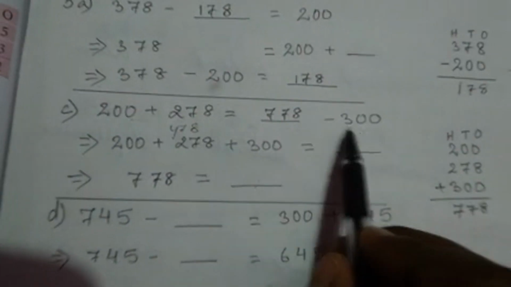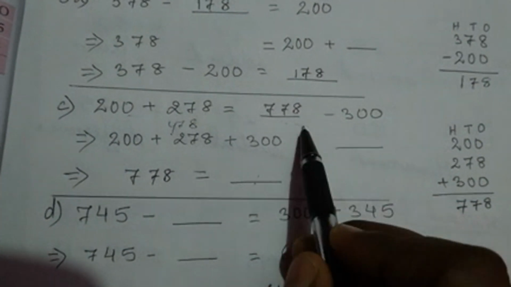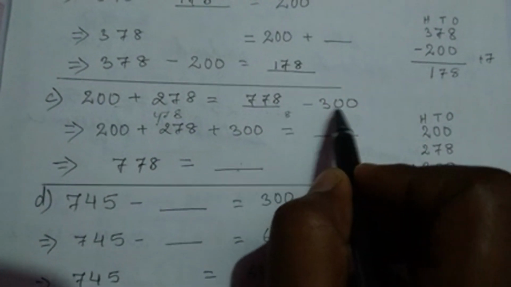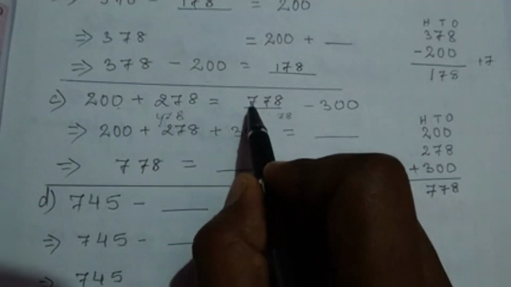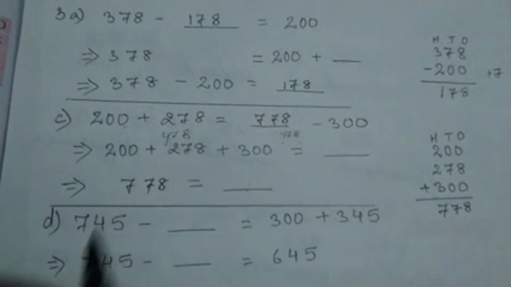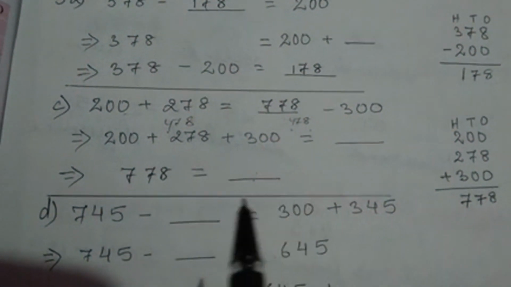Okay, and let us subtract here. 8 minus 0 is 8. 7 minus 0 is 7 and 7 minus 3 is 4. Now can you see both the sides are same? 478. Okay. Now the question number D.